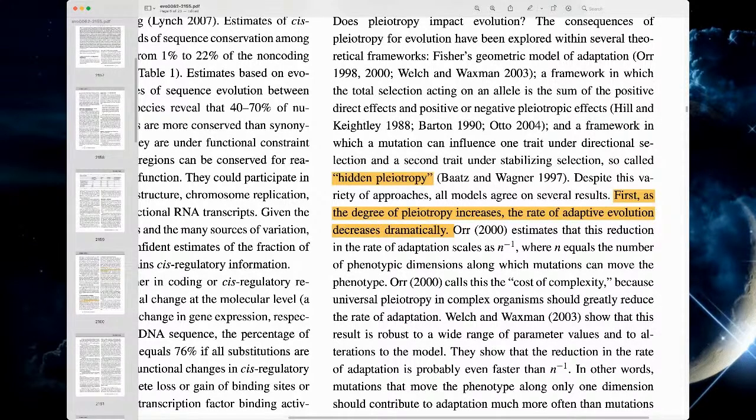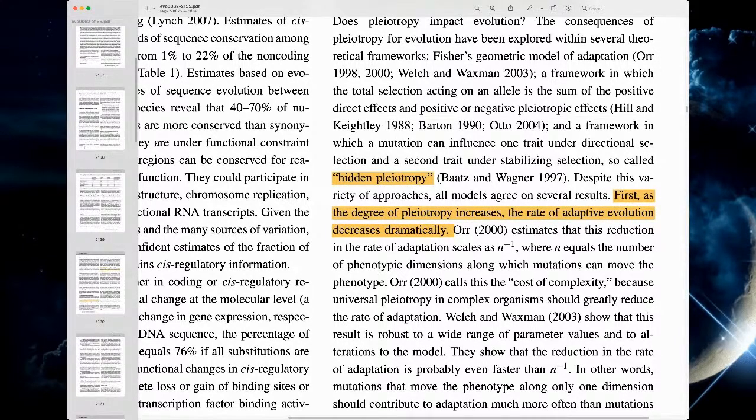of phenotypic dimensions along which the mutations can move the phenotype. So every one of the pleiotropic effects would be another dimension that could be changed, and the more of those there are, the smaller the effect you're going to end up with on the organism, because most of them are going to be selected against, I guess, is what they're looking for.